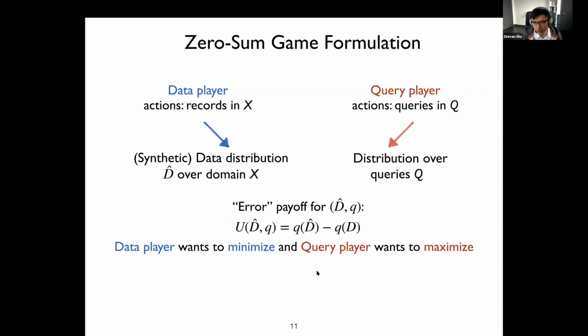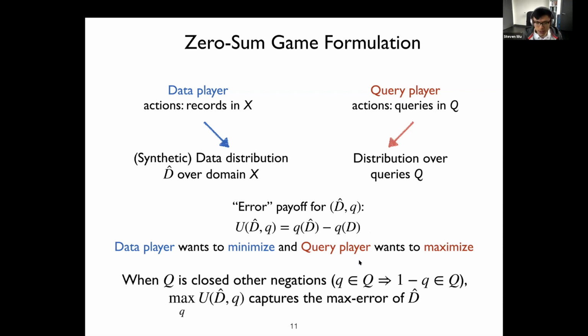For those of you who may be more detail oriented, you will notice that the u function, this payoff function, does not exactly capture the error. In order to capture the error, you would actually put an absolute value around this, but we remove the absolute value. One thing you can convince yourself quickly is that if the query class is closed under negations, meaning for any query in the class, the negation, 1 minus q, is also in the class, then if you take the maximum over q for any given data set d hat, this maximum over q of the u function actually captures the max error of d hat. Removing this absolute value helps us simplify the math quite a bit, but it's not a super important detail for the talk.